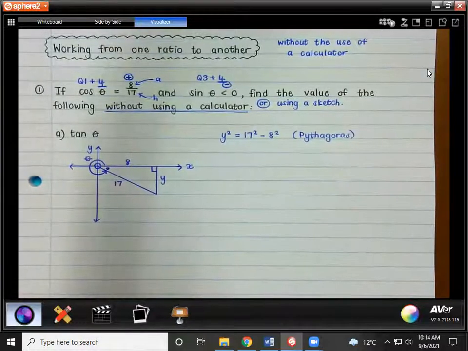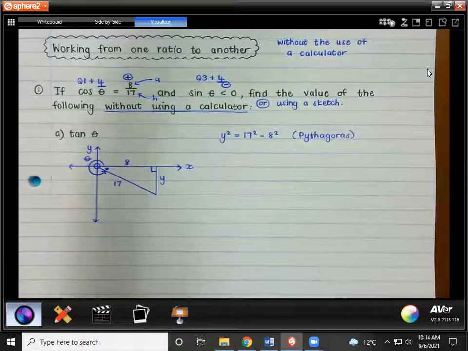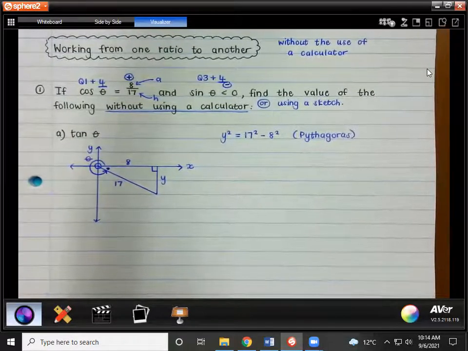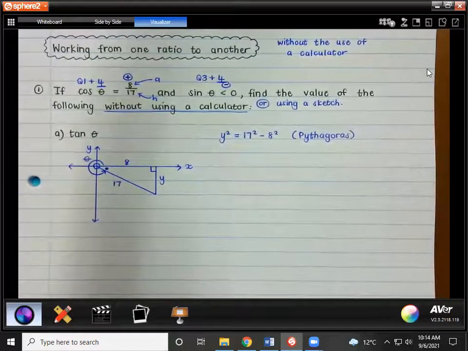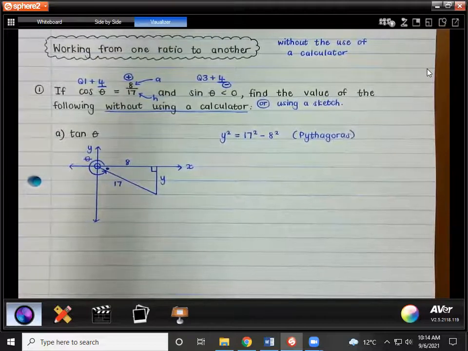Now here you can use your calculator. That's what Jasper was asking earlier. We don't really care if you use your calculator there or not. It's fine. 17 squared, I don't think I even know what that is off by heart.